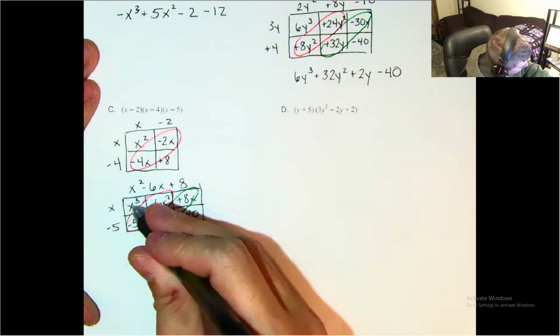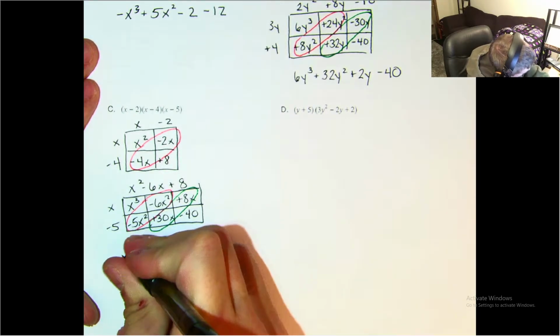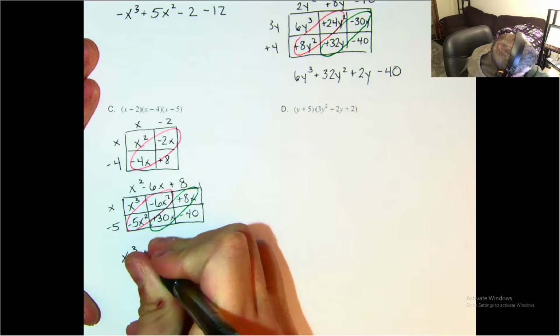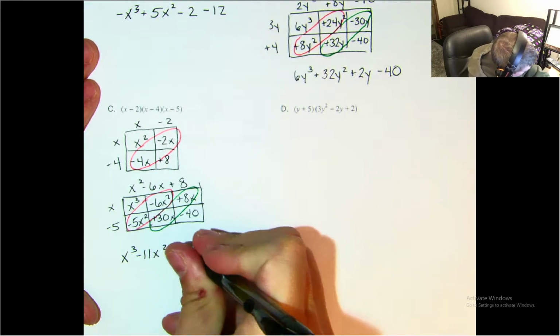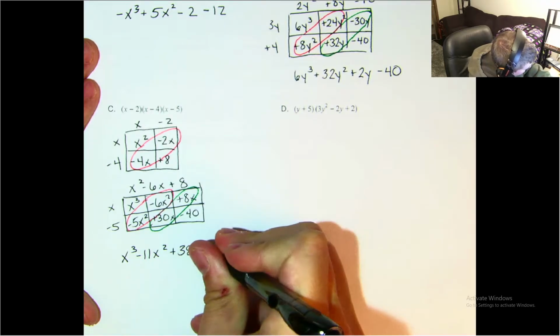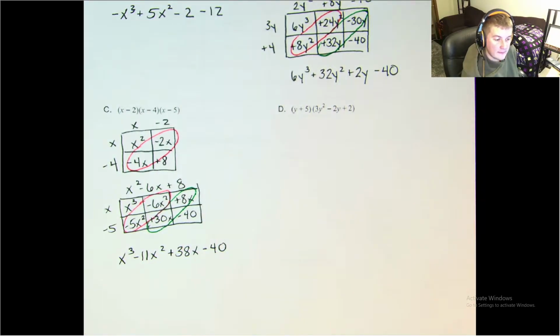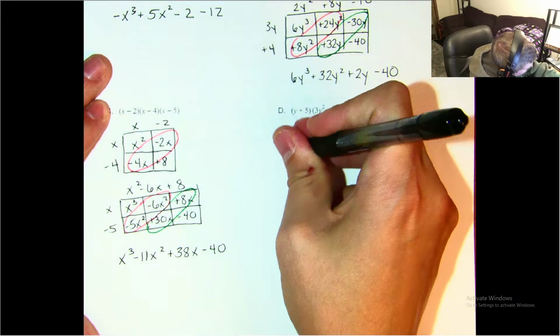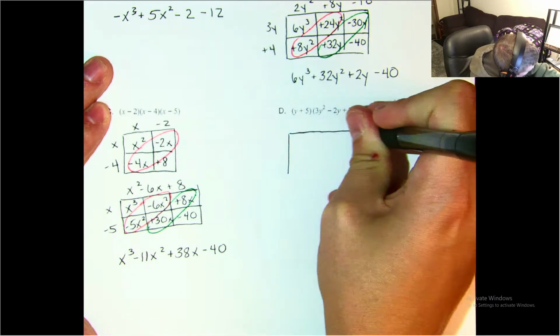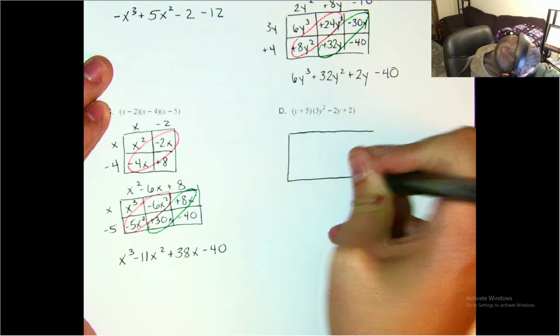Okay, so then I'm going to get x cubed minus 11x squared plus 38x, then minus 40. Okay. So then lastly, we have D, which is just a binomial times a trinomial. So a binomial times trinomial, we're going to multiply using the box method, again, a 3 by 2.